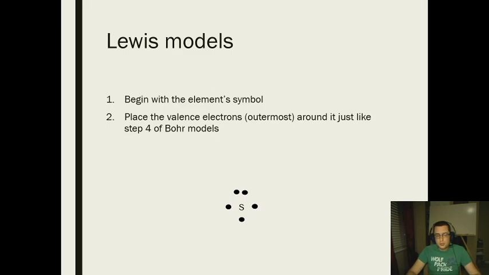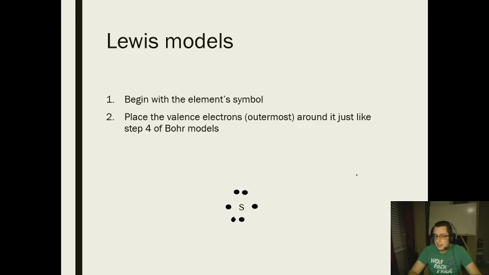All right, so for the Lewis models, and kind of the reason why we just talked about valence electrons, is that is another way to model it, but now we are literally just putting those valence electrons on the atom instead. Oh, this is wrong. I thought I fixed that. There we go. Okay, so with Lewis models, we're going to begin with the element symbol, just like we did with the Bohr model. So again, with sulfur, we're going to throw an S.